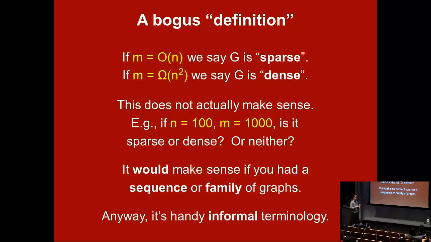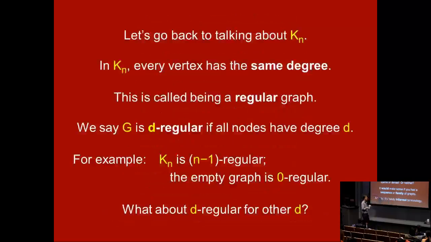So that's why I say it's a bogus definition, but still, it's just informal terminology that's very useful. If you have a graph where there's not too many edges compared to the number of vertices, you say it's sparse. On the other hand, if it has lots and lots of edges, close to the maximum, you say it's dense. And it doesn't even cover everything. If the number of edges is like n to the 1.5, then I don't know. It's neither, maybe.